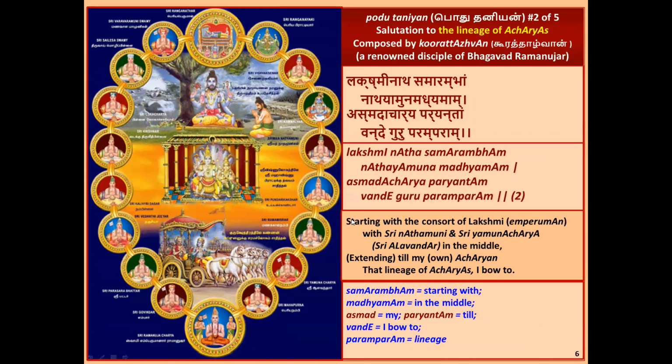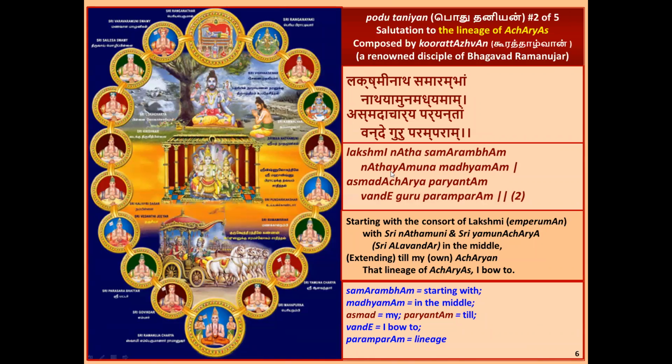So he describes a chain, the Guru Parampara, by naming the starting points, some midpoints, and then extending till my own Acharyan. That lineage of Acharyans I bow to. Okay, so that's the meaning of this. The words are very simple. Lakshminatha Samarambham. You know the word Arambham, that's what I meant. You'll see that many of the Sanskrit words that you come across, roughly maybe one-fourth of them, or 20% of them, may be similar to a Tamil word that you use. So in that sense, it's not very difficult to understand the meaning of the Sanskrit verses once you have parsed them into individual words. Lakshminatha Samarambham, so starting with Lakshmi Nathan, Lakshmi's consort.